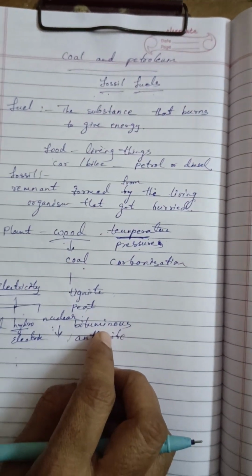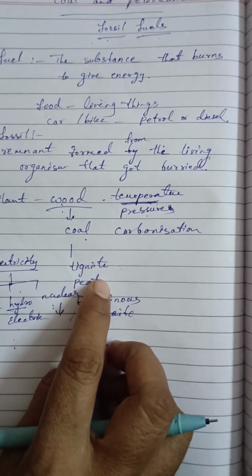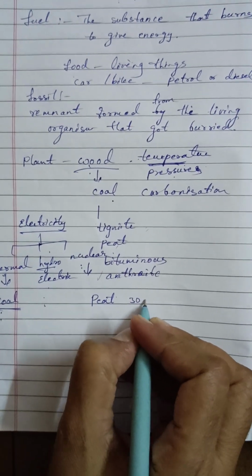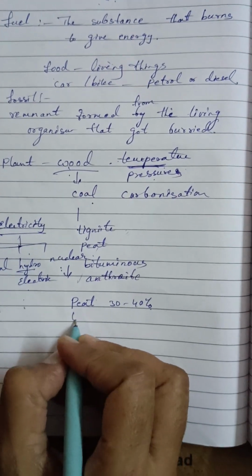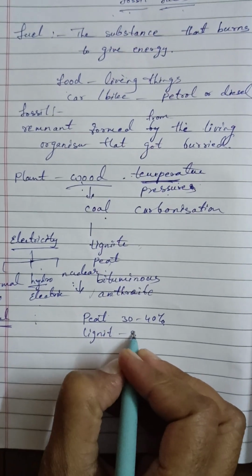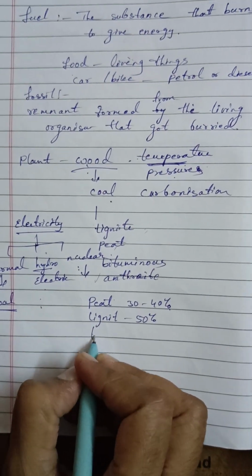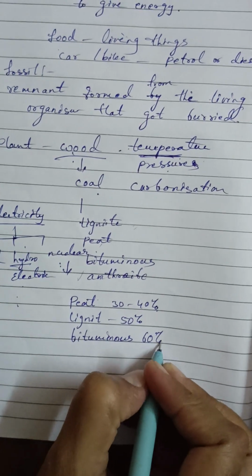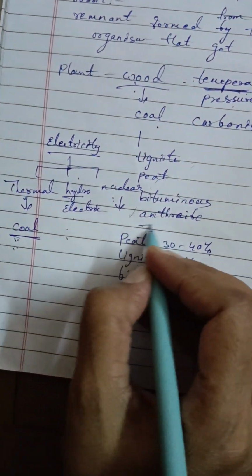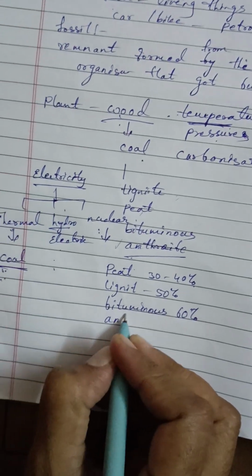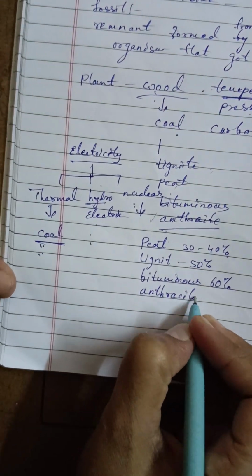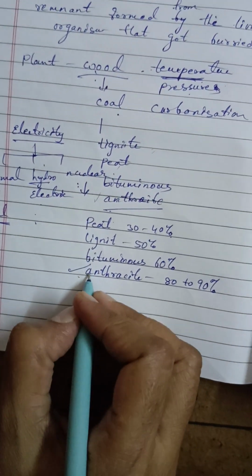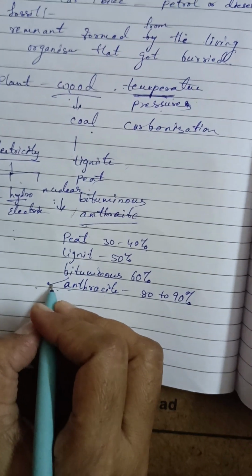Now depending upon the percentage of carbon which is present inside, we can arrange them in ascending order. First, peat has a lesser percentage of carbon, maybe 30 to 40% of carbon. Now when we go for lignite, it has 50% of carbon. Then the bituminous form of coal has 60% of carbon. And the largest amount of carbon is present in anthracite, that is 80 to 90% of carbon, and this is very much important coal. Anthracite form of coal is very much useful, right?